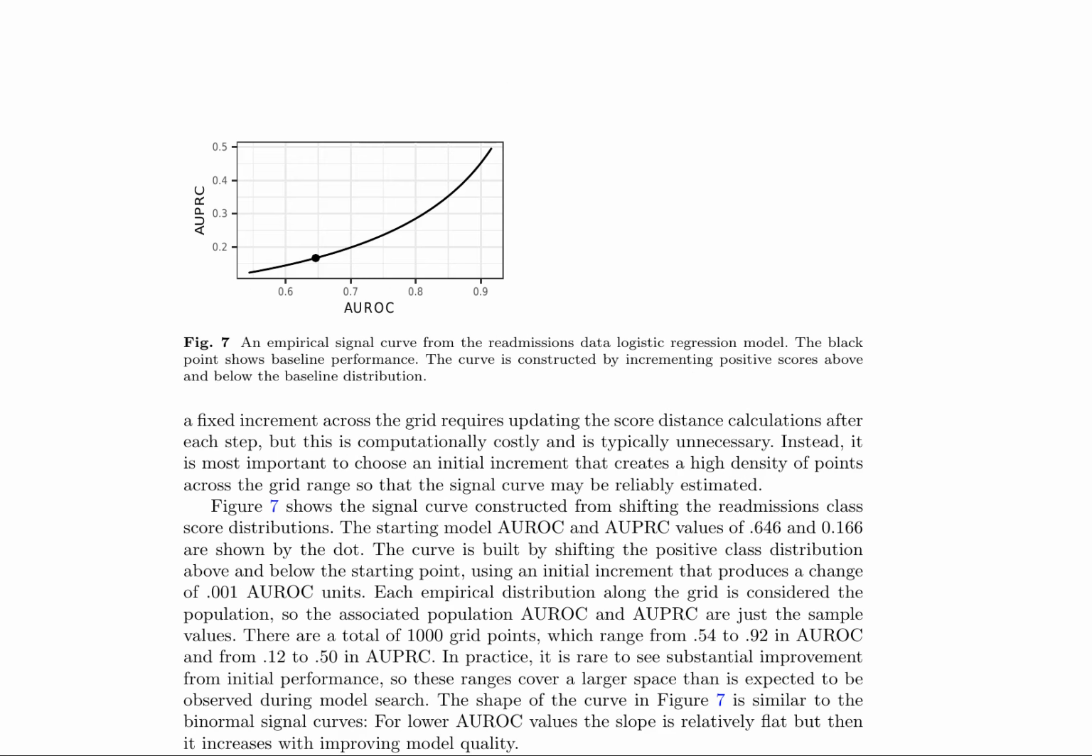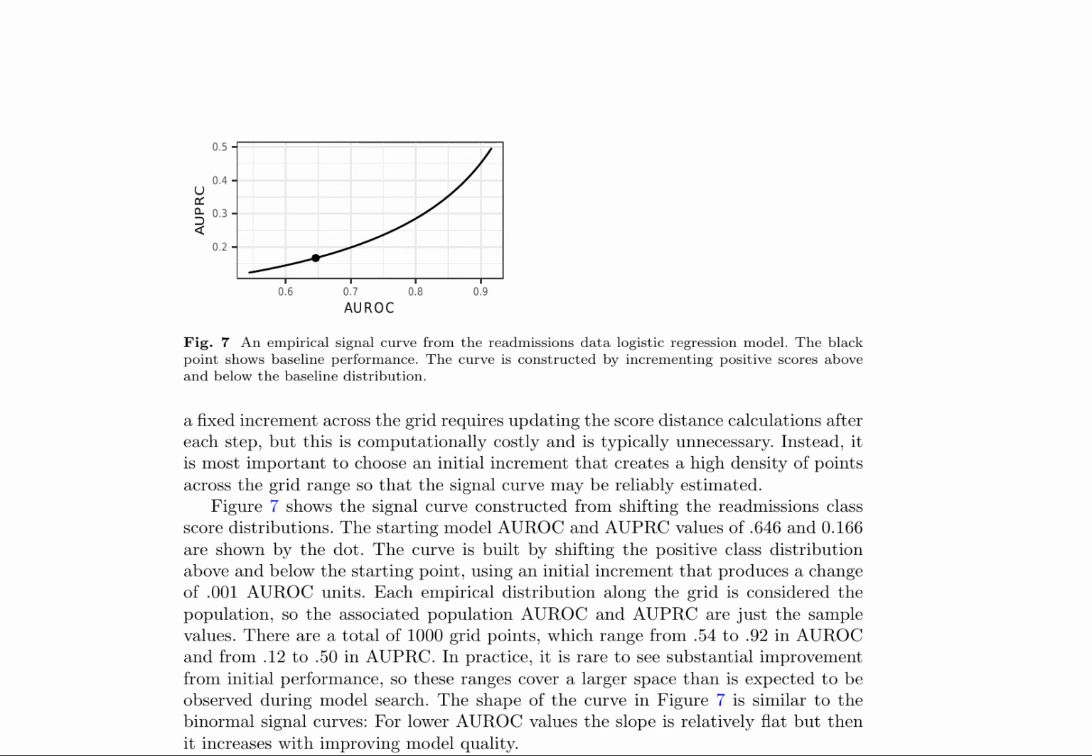The construction of a signal curve for a logistic regression model in readmissions data is achieved by shifting the positive class score distributions above and below the baseline. This process begins with an initial increment that produces a change of 0.001 AUROC units, resulting in a total of 1,000 grid points spanning from 0.54 to 0.92 in AUROC and from 0.12 to 0.50 in AUPRC.